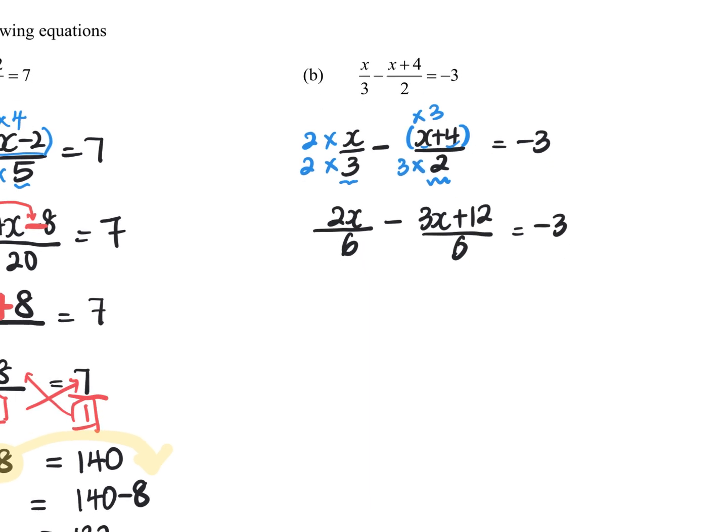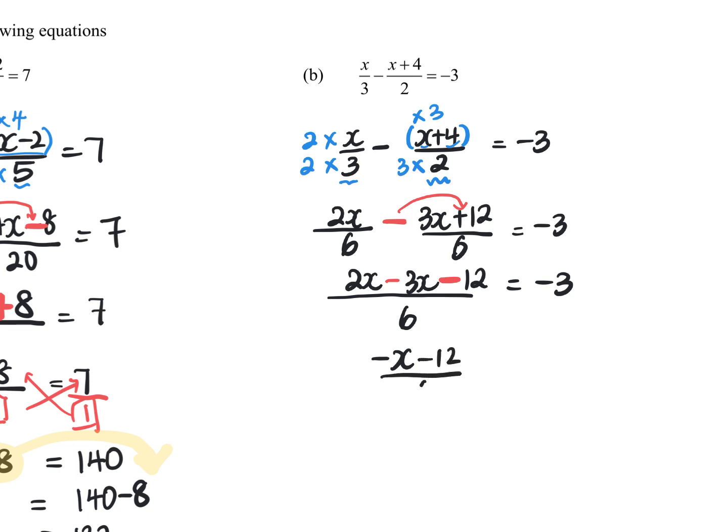So now this one is a subtraction. Remember, when I do subtraction, later when I combine it into one single fraction, the sign will change. So I'm going to write it as one single fraction now. The sign is now 2x minus 3x minus 12 to be equals to negative 3. Simplifying 2x minus 3x, that gives you negative x minus 12 over 6 equals to negative 3. Okay, we'll keep the negative with the number itself. So I'll just multiply accordingly.